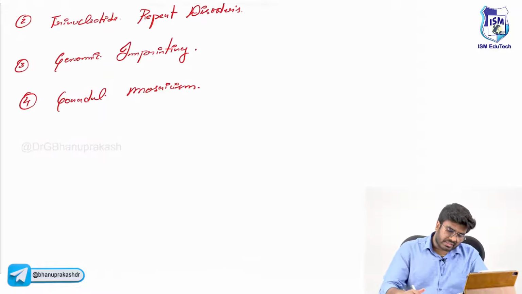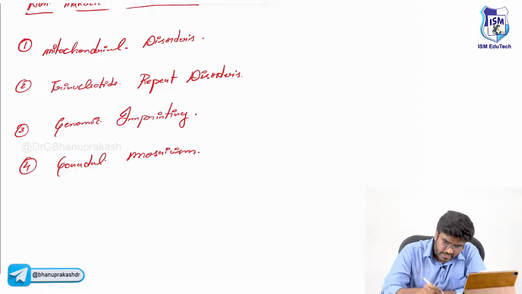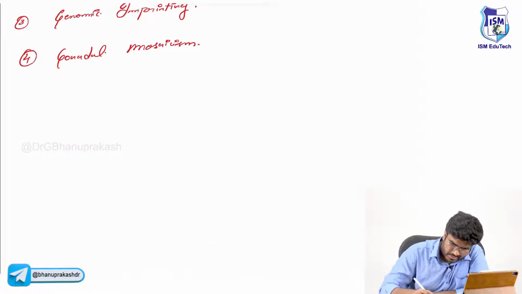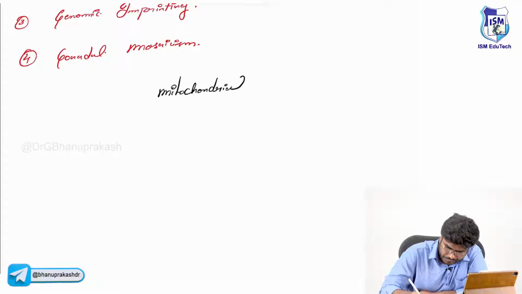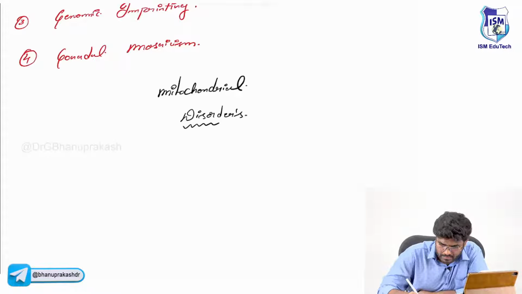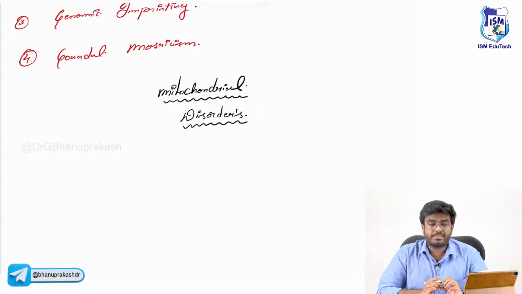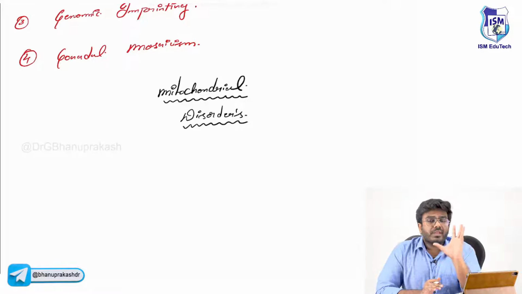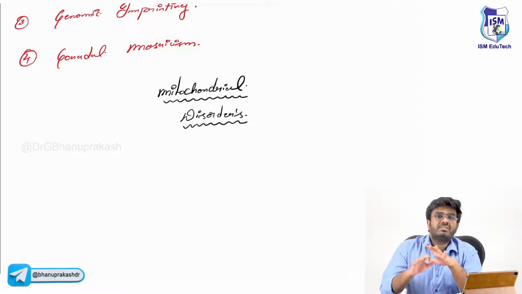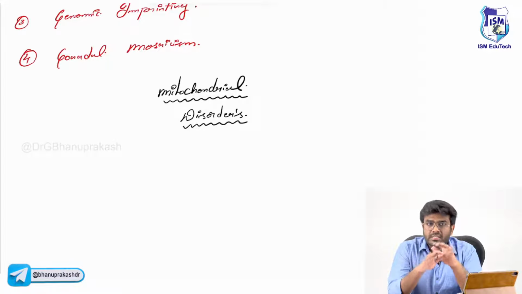Now, first, mitochondrial disorders. Let's begin with the mitochondrial disorders. First of all, you need to understand what the basis for the mitochondrial disorders is. There are 2 sets of genes in our body: the genes present in the nucleus, on the chromosomes, and, well, the majority of our genes are present in the nucleus.